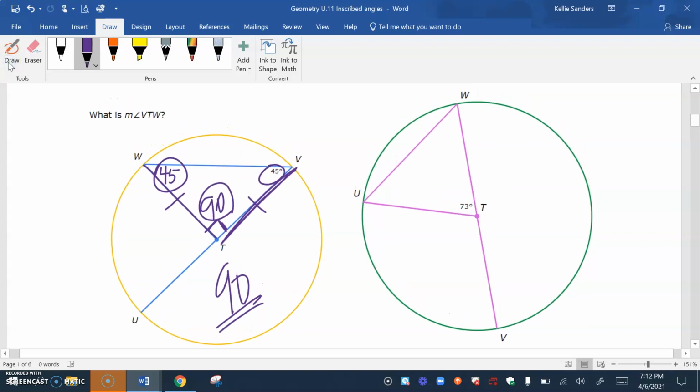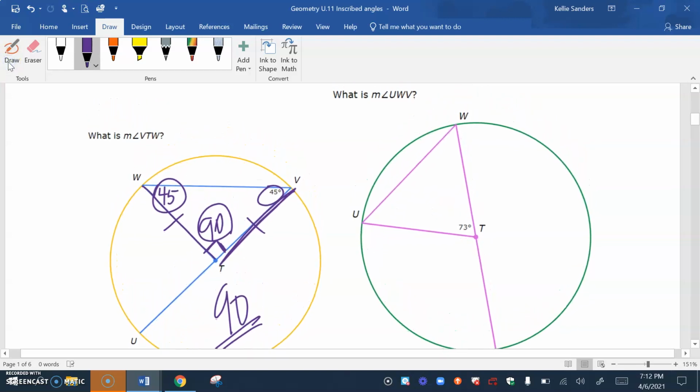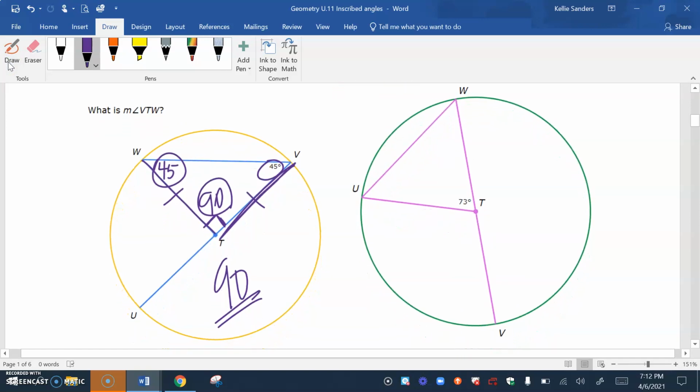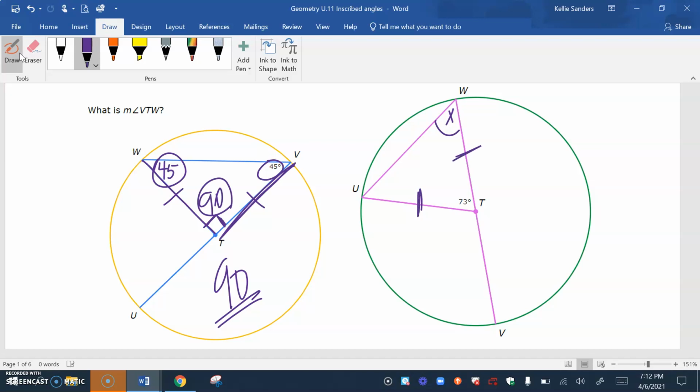Pretty much the same thing on this one. What am I looking for? U, W, V. I'm looking for that angle right there. Okay, so kind of the same thing on this. This is a radius and this is a radius, so they're the same. So that means that the base angles are equal. So that's going to be x also.